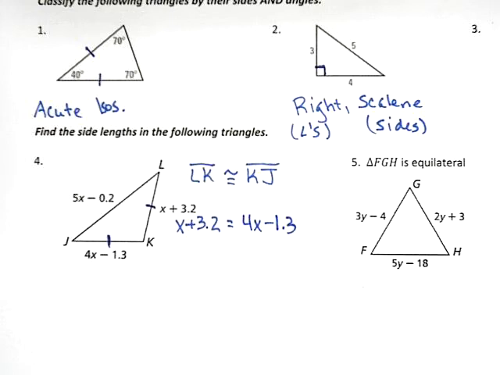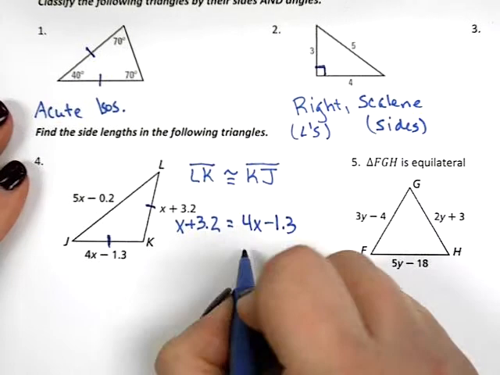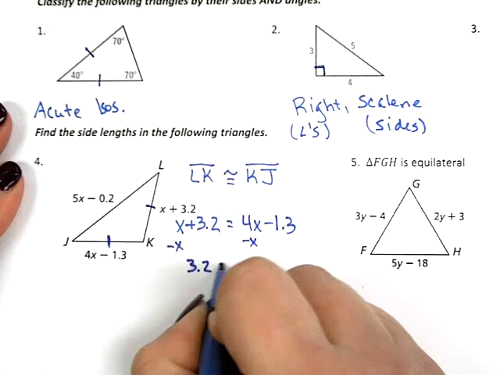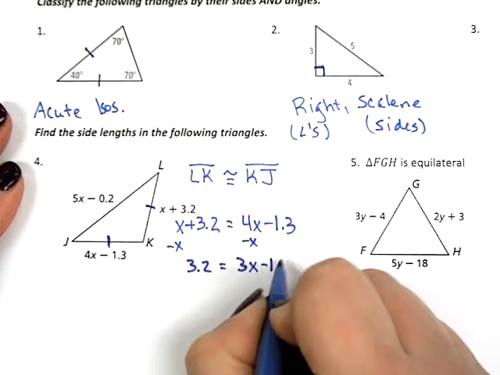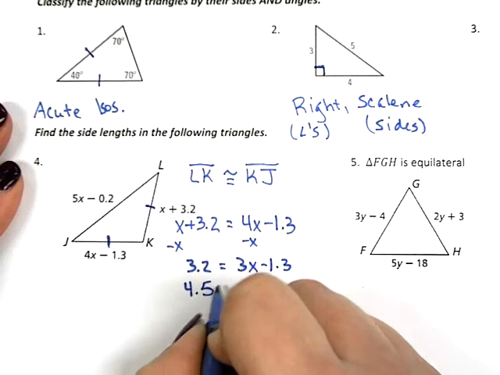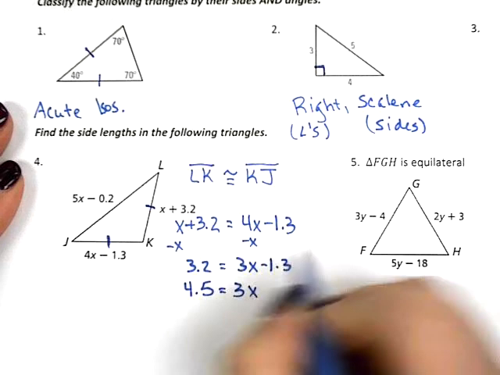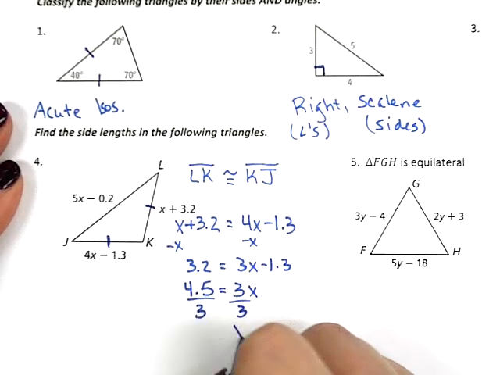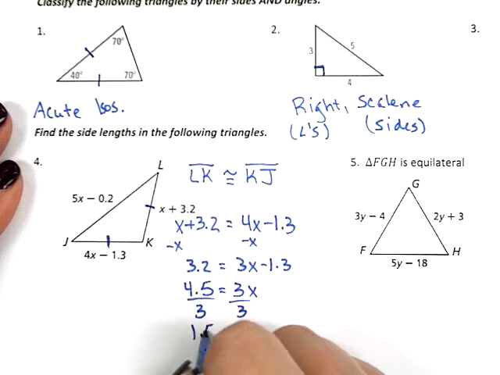So hopefully you guys are good with your solving. If I subtract x from both sides, 3.2 equals 3x minus 1.3. Add my 1.3, and I get 4.5 equals 3x. Divide by 3, and I get that x equals 1.5.